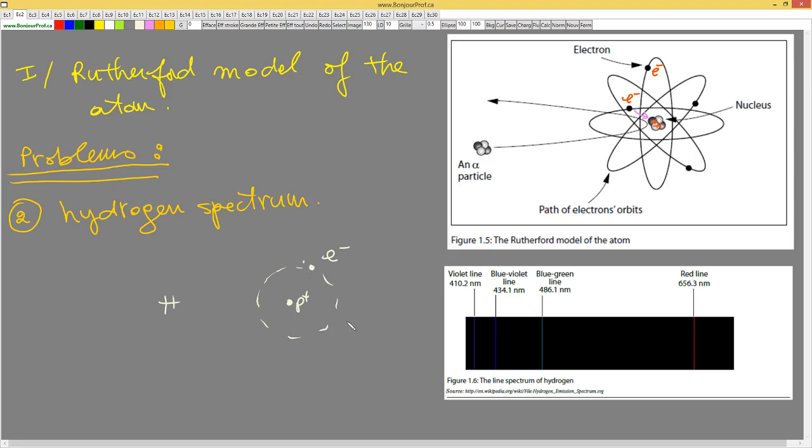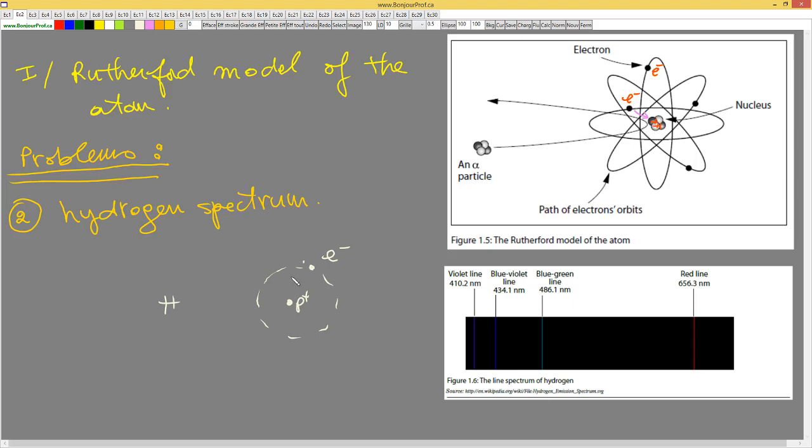So the electron is moving. By moving, it has to radiate, it has to give light. But when we see what light it gives only, for example, in the visible spectrum, it gives only 4 colors: violet line, blue violet, blue green, and red. And this is a surprise.